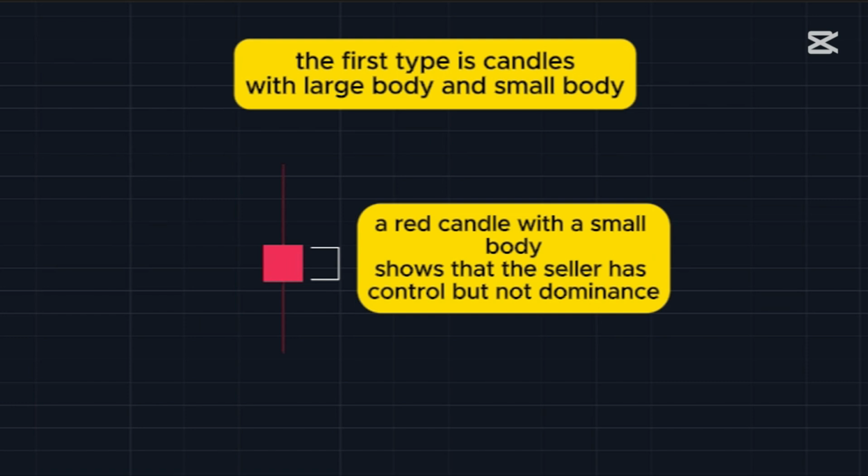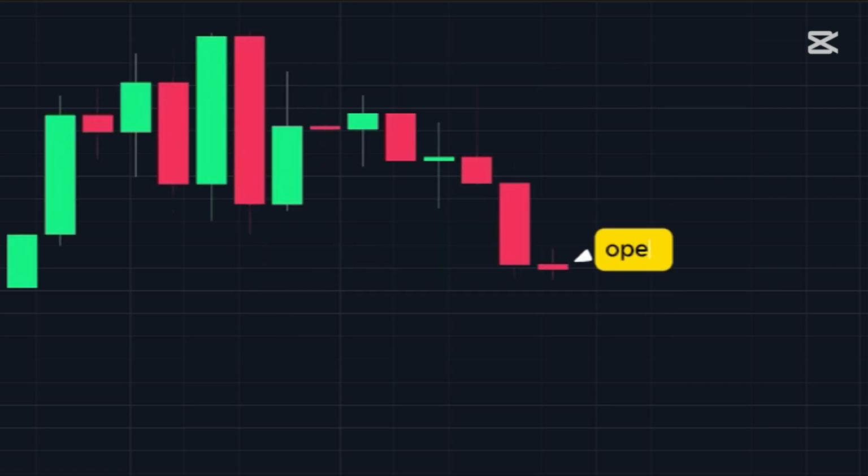Similarly, a red candle with a small body shows that the seller has control but not dominance. It opens at a higher point, and the seller pushed it down. However, due to a lack of selling pressure or strong resistance from buyers, they can't push prices down much. That is why the candle closes in this shape.